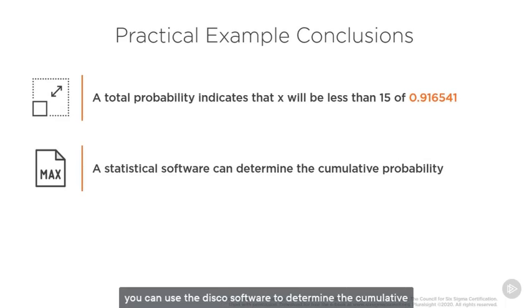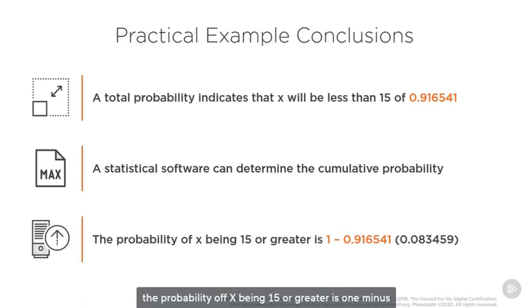Alternatively, you can use statistical software to determine the cumulative probability, the area under the curve to the left of a certain point. The cumulative probability of X being less than or equal to 14 is 0.91. Therefore, the probability of X being 15 or greater is 1 minus 0.91, or just 0.083459.